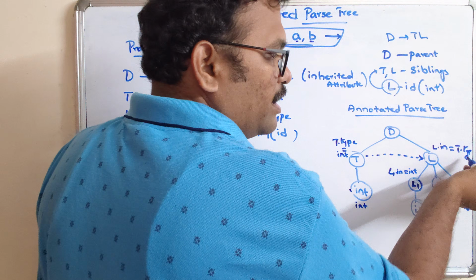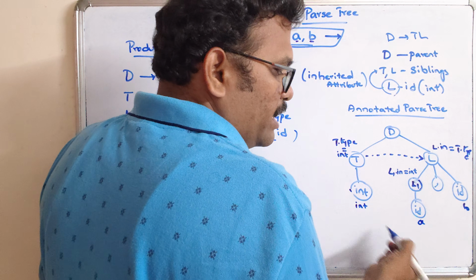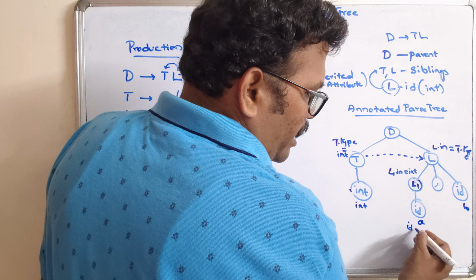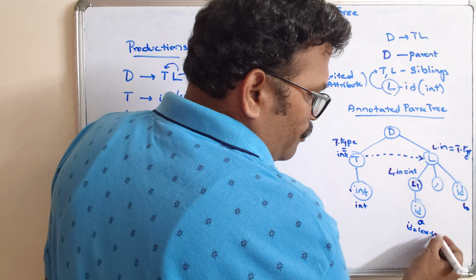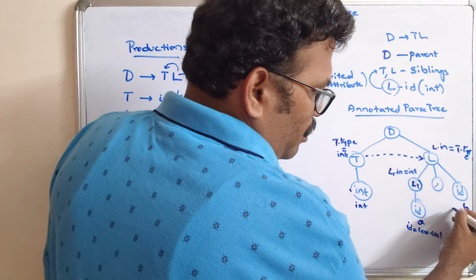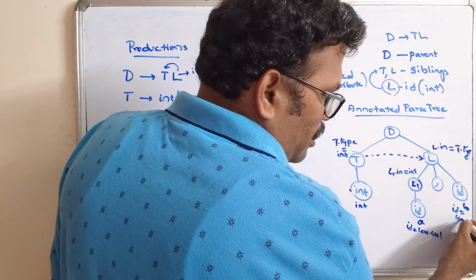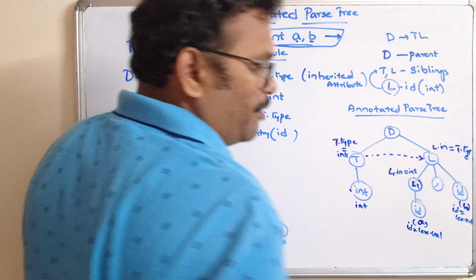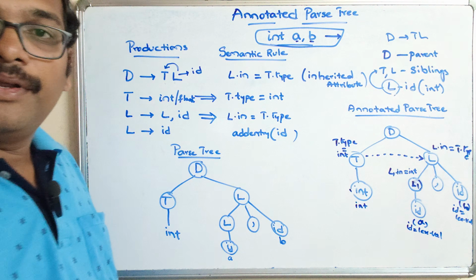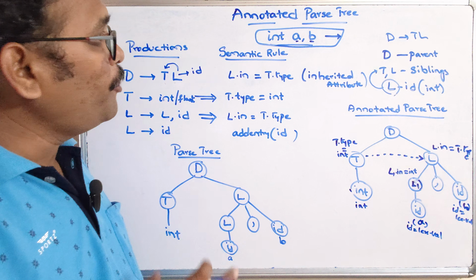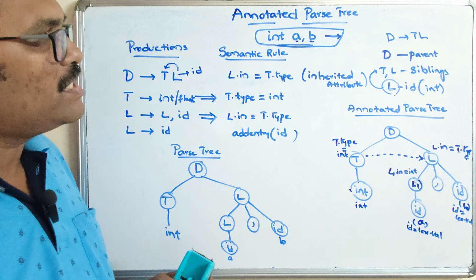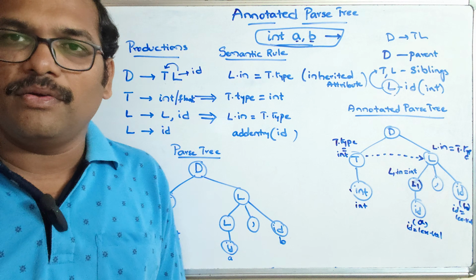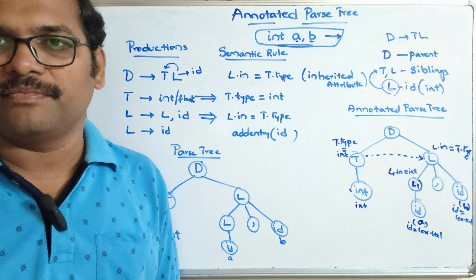So this is t.type, this is nothing but integer, and for id, simply we can write id is equal to lex.value, and here also id is equal to lex.value, which is a here, which is b. So hope you understood. This is a simple concept, construction of annotated parse tree with the inherited attributes.